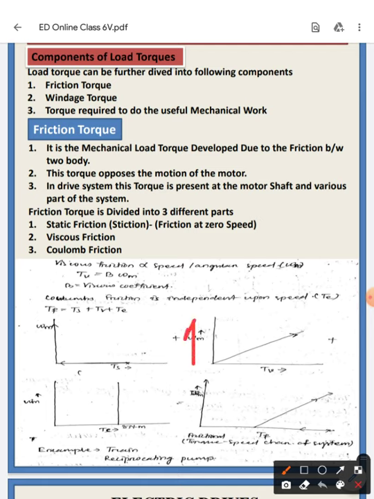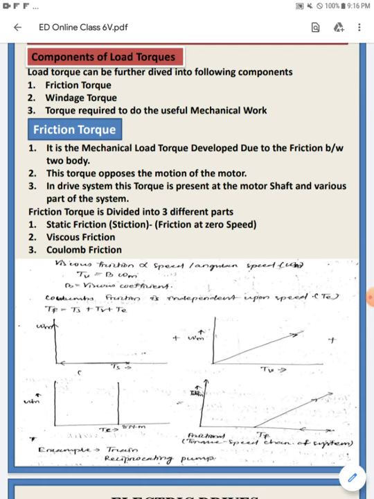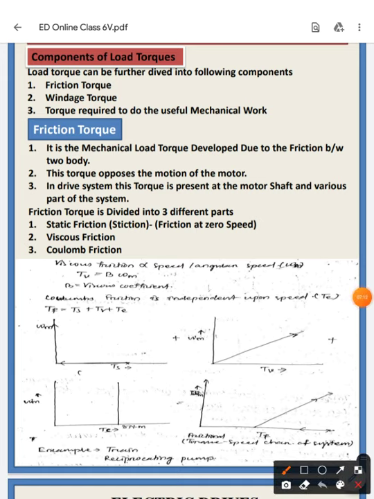So when angular speed is increasing in this way, the frictional force is increasing in this way. So one graph we are getting here. At this speed we are getting this much of torque or viscous friction, and at this speed the frictional force is increasing. So in that way we are getting this type of graph. Here the graph is increasing linearly with respect to the angular speed.